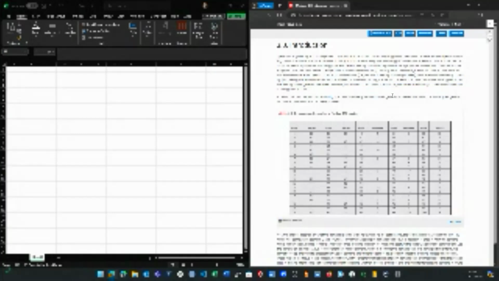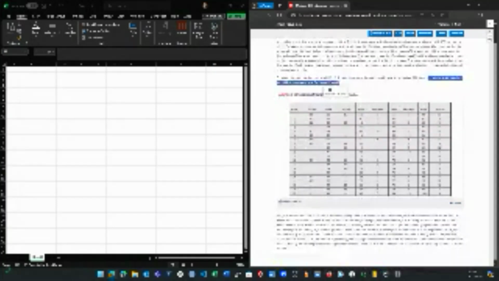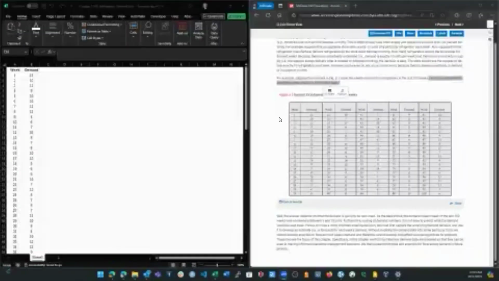And they walk through an example here of weekly demand for refrigerators in the last 100 weeks. Question is, how many refrigerators should the store order for the next week? What I've done is I've downloaded the demand data from Canvas, and we're ready to use this demand data from the textbook to answer this question.